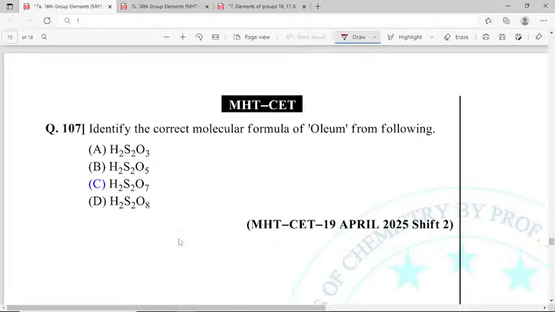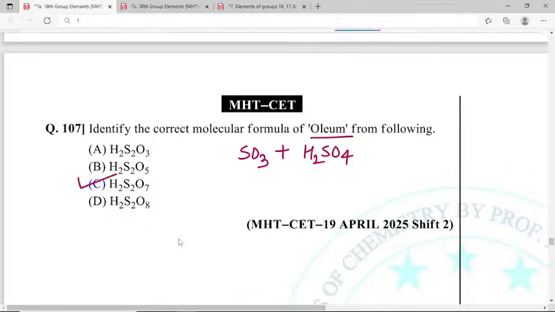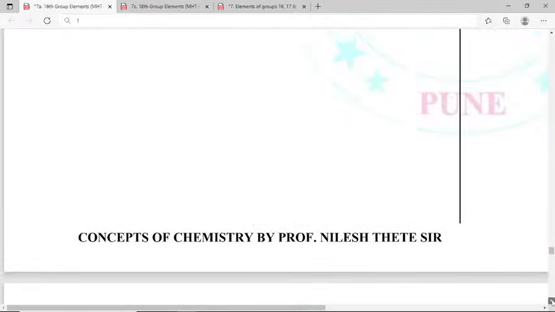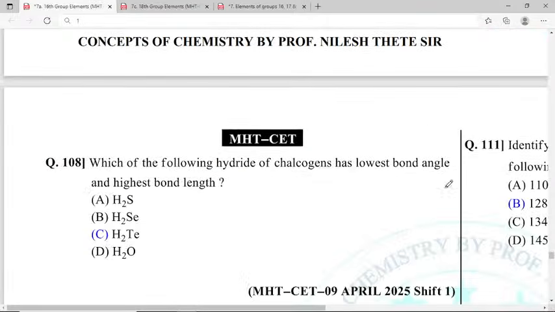Identify the correct molecular formula of oleum. Oleum has the formula SO3 plus H2SO4, which gives H2S2O7. Oleum, petroleum, oleum. Get it?